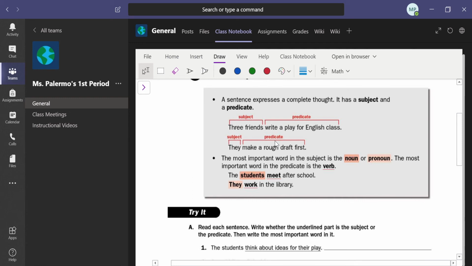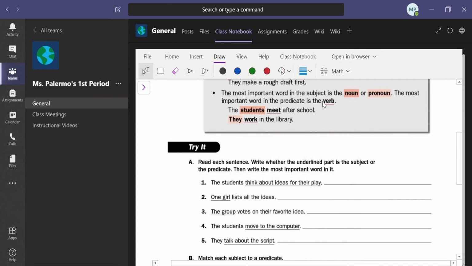Then I read that they write a play for English class. This is the predicate because it's the part of the sentence that includes the verb. The verb or the action here is write. Next sentence. They make a rough draft later. They is the subject because it is a pronoun. Make is a verb, so the rest of the sentence is the predicate.